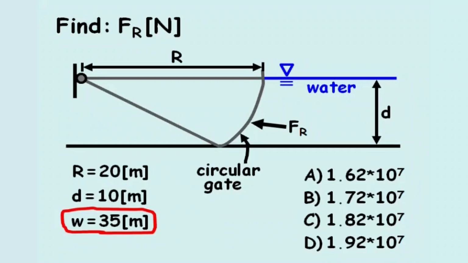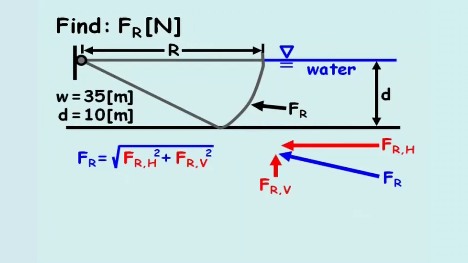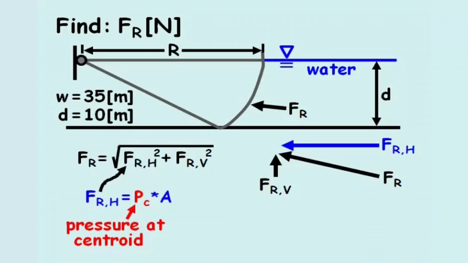The problem asks us to find the hydrostatic force, Fr, which is made up of a horizontal component, FRH, and a vertical component, FRV, where subscripts H and V identify the horizontal and vertical components respectively. The reaction force in the horizontal direction equals PC times A, where PC equals the pressure at the centroid of the gate wall from a horizontal perspective, and A represents the area of the gate from the horizontal perspective.